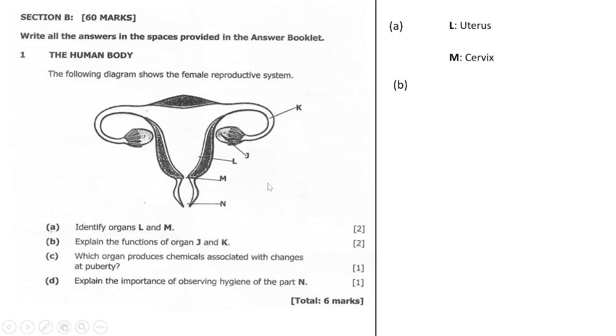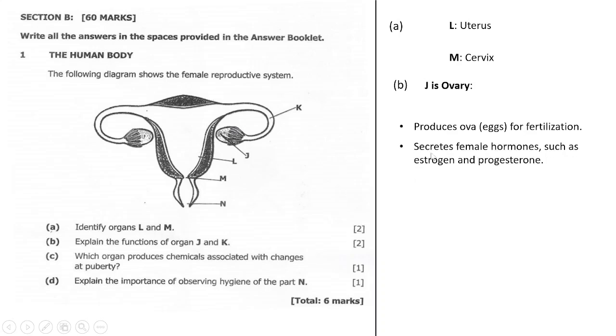So we are saying, first of all, we need to understand organ J is ovary. What is the function now? Because we need to explain the functions. So for the ovary, we are saying produces ova or eggs for fertilization, or you can say secretes female hormones such as estrogen and progesterone.